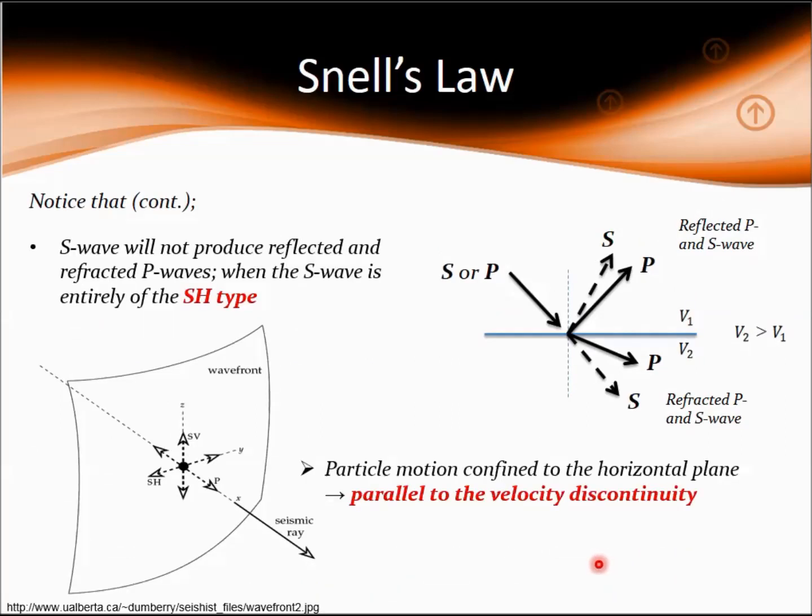However, one important thing that you should take note of is that the S wave will not produce a reflected and refracted P wave whenever the wave is in SH or horizontal mode. This is because the particle motion is confined to the horizontal plane, like here, which is parallel to the velocity discontinuity. So this will cause no reflection and refraction of the P wave.